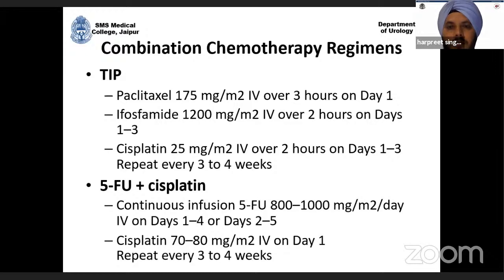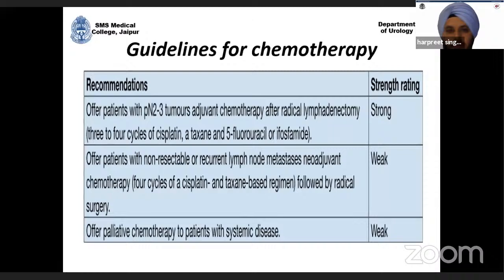The other recommended chemotherapy is 5-fluorouracil and cisplatin. That is a continuous infusion of 5-fluorouracil, 800 to 1000 milligrams per meter square per day IV, on days 1 to 4, and cisplatin should be given on day 1 in a dose of 70 to 80, and it should be repeated every 3 to 4 weeks.